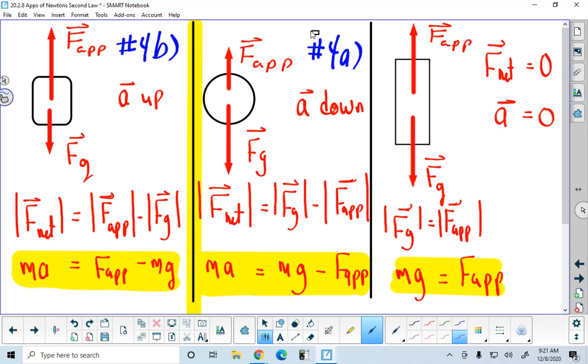And I believe for C it's moving at a constant speed. By the way, whether it's moving up or down in question C is not important. If it's moving at a constant speed, you would use this formula.